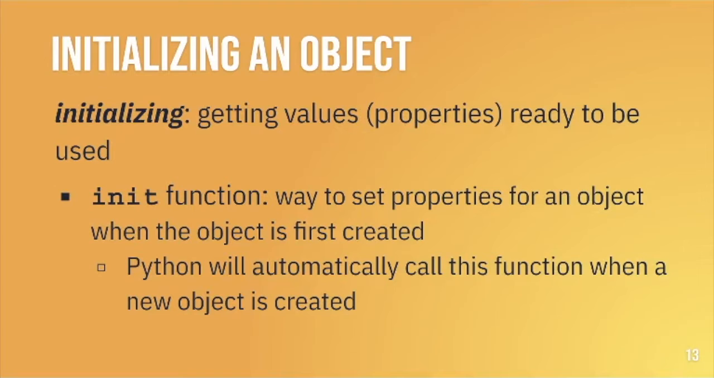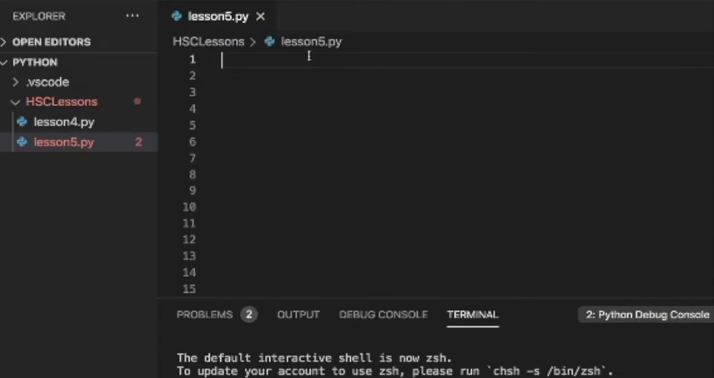To do this, we use the init function, which is a way to set properties for an object when the object is first created. Python will also automatically call this init function when a new object is created to initialize it. Now we've talked about creating classes, so now let's see how to create objects.